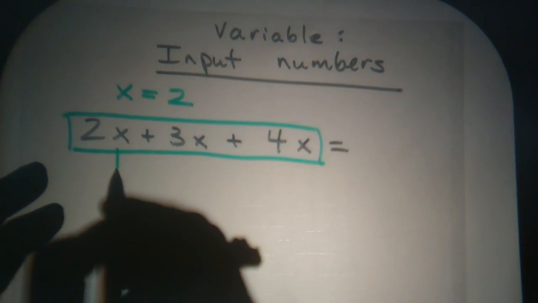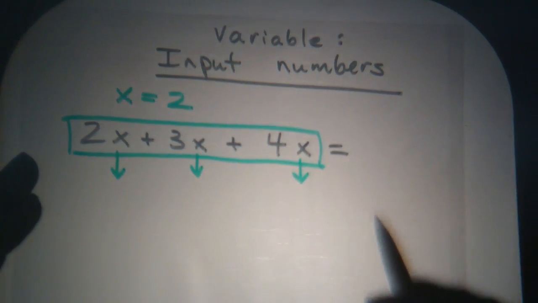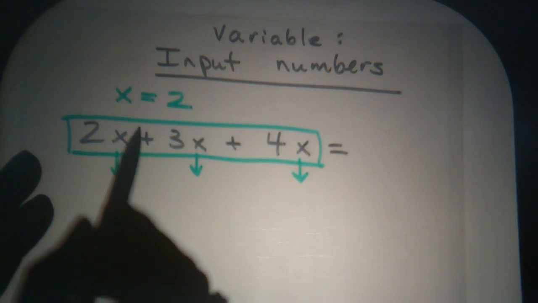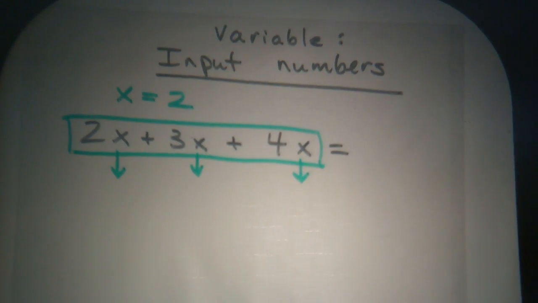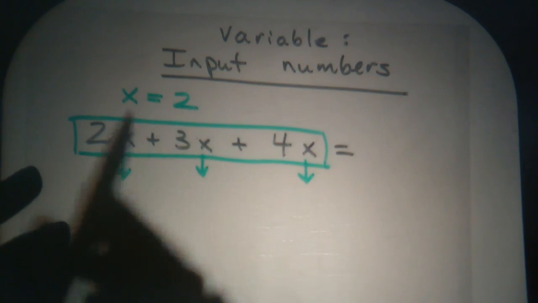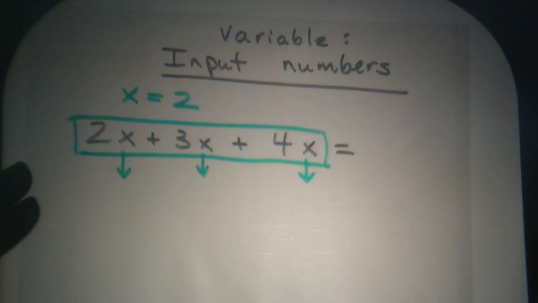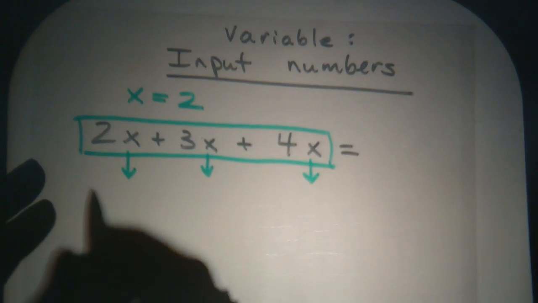So every place that I see an x here, you know what I'm going to do? I'm going to substitute that x. I'm going to get rid of the x and put my 2 in. Because, remember, our variables are actors. They are stand-ins for the real numbers. So now I have our real number here. So it's going to take the x's place.